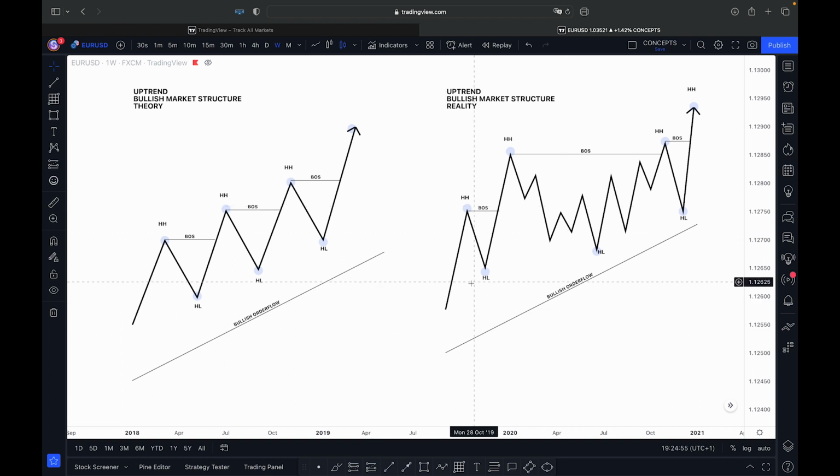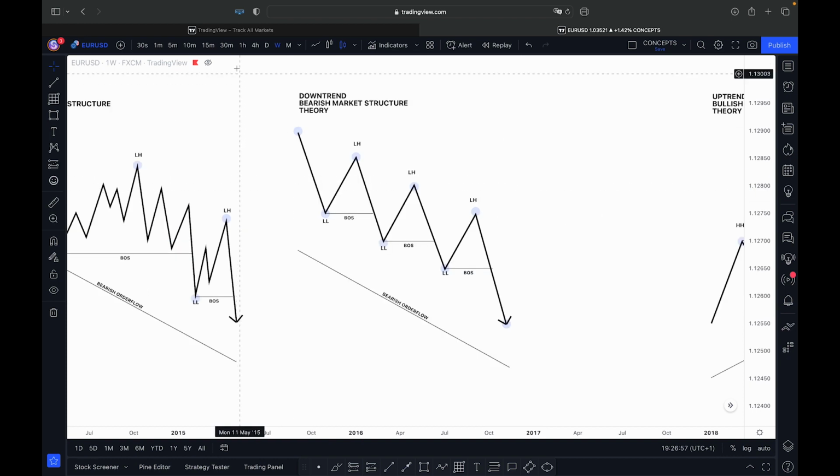So here again, we have a break of structure. We get a higher high and higher low and a higher high that breaks the previous high. So that's what we call break of structure. And then again, the next break of structure would be if this high gets broken. So here, the high gets broken. That's what we call a BOS. And here the same thing happens again. This is, in reality, how it can look like. This is what we call bullish order flow.